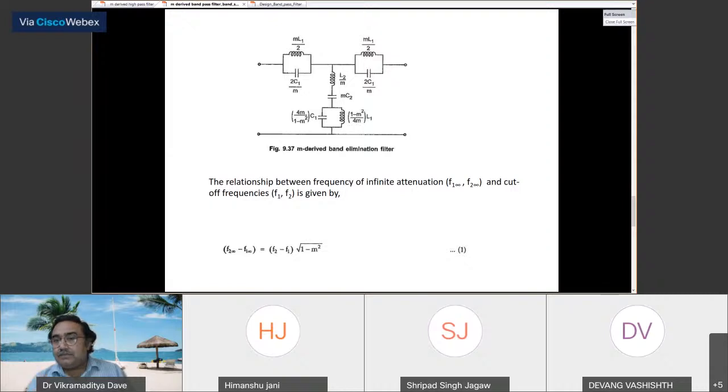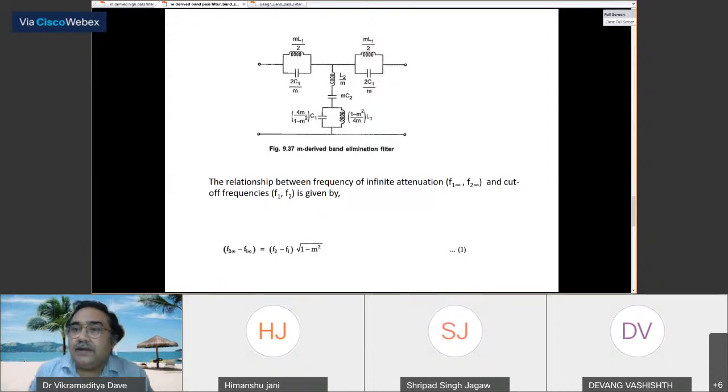So L2 by M and MC2 are now in series. Whatever was in parallel became series, and whatever was in series became parallel. In that case, 4m upon 1 minus m square C1 and 1 minus m square upon 4m L1 were in series, but now they both will be connected in parallel, and in this way the shunt arms get completed.